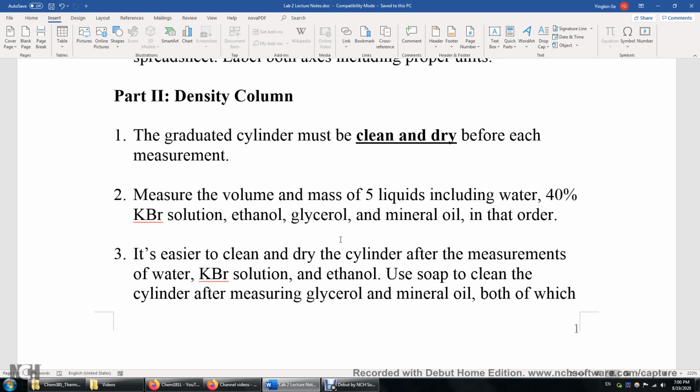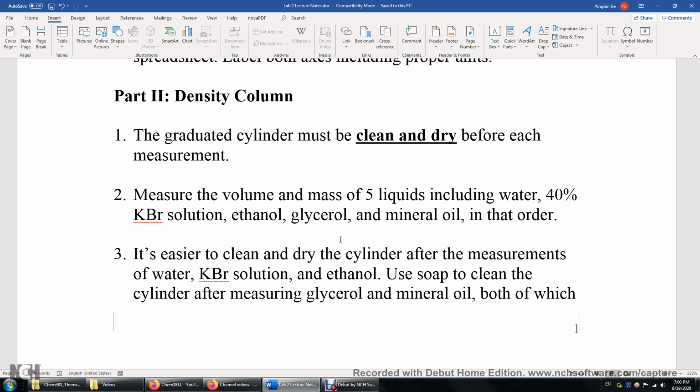Obtain the mass of the graduated cylinder and then pour some water inside the graduated cylinder. Weigh the cylinder with water again. Take the difference and you get the mass of the water. And then you measure the volume of the water by reading the scales carefully and by estimating one additional digit. The unit is usually milliliter.